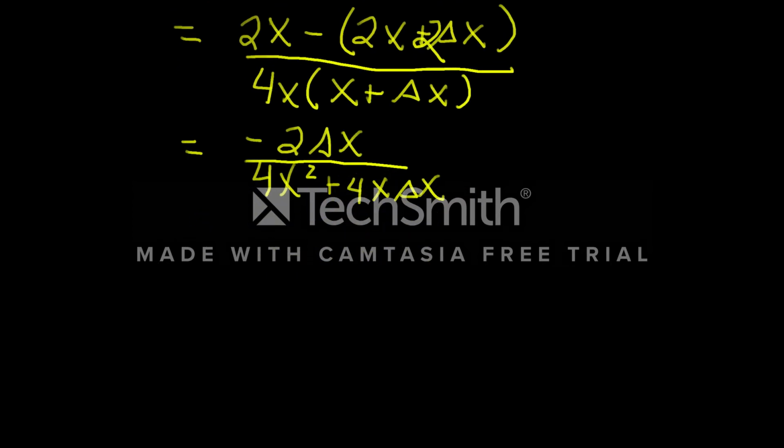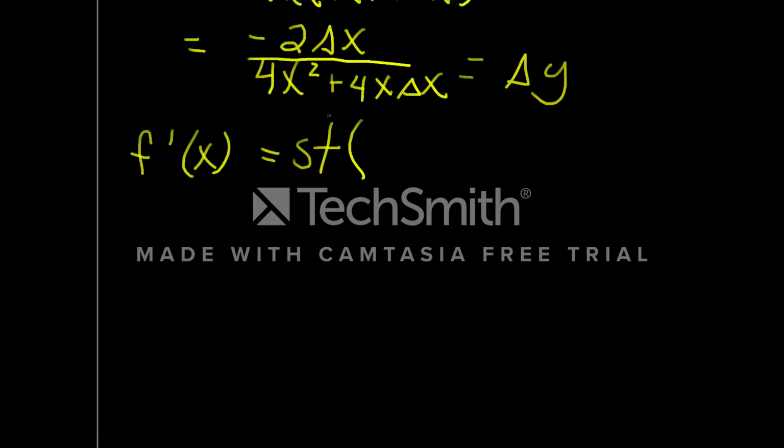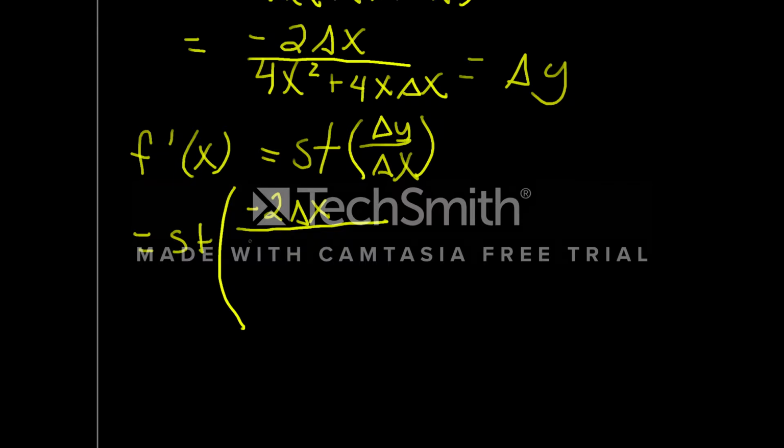So f prime of x, remember this is our delta y. So f prime of x, by definition, is the standard part of change in y over change in x, which is equal to the standard part of, so we'll put this in, negative 2 delta x divided by 4x squared plus 4x delta x, and that whole thing divided by delta x.